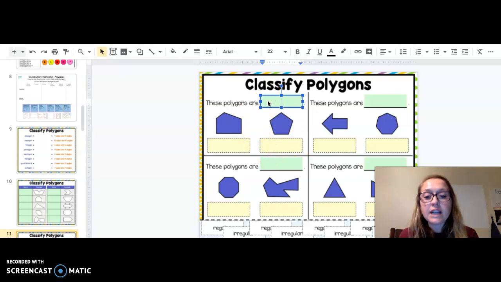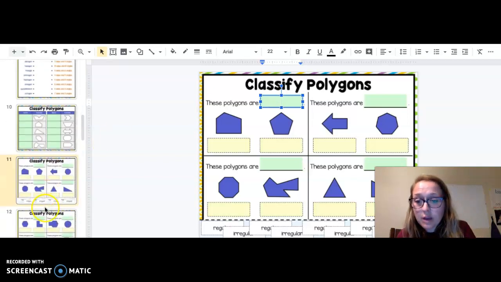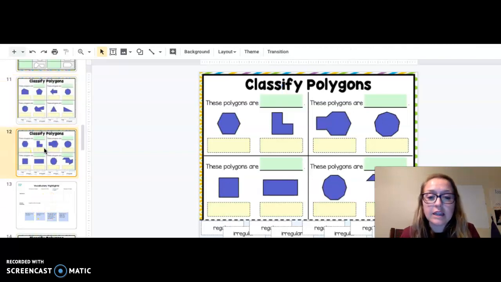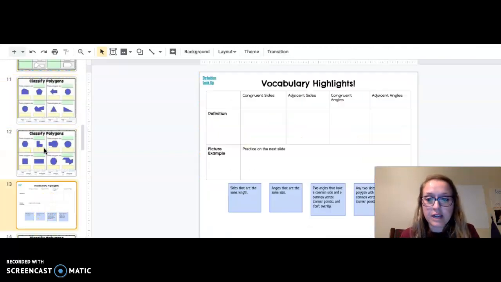They could be decagons, heptagons, hexagons, nonagons, octagons, pentagons, quadrilaterals, triangles, and then you're going to determine if they're regular or irregular. Remember, in the beginning, I said regular polygons are ones that have equal sides, and irregular are ones that do not have equal sides. So that will help. And then another one with classifying polygons.